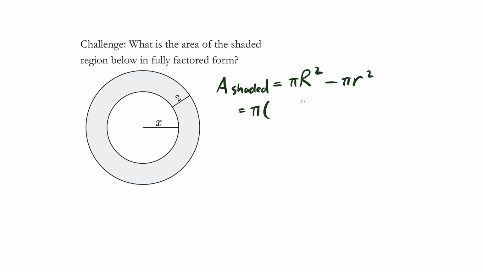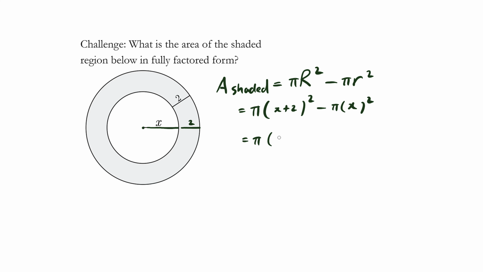So what is the large circle, capital R? Capital R is the radius, which starts in the center and goes all the way across, which is x plus 2 more. So it's x plus 2. And what is the little radius? The little radius happens to be x.